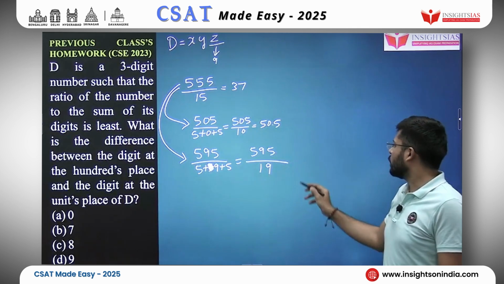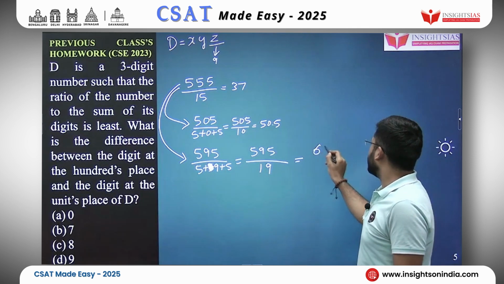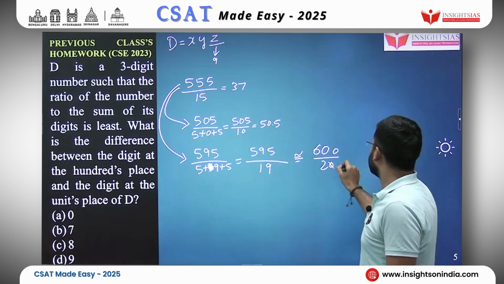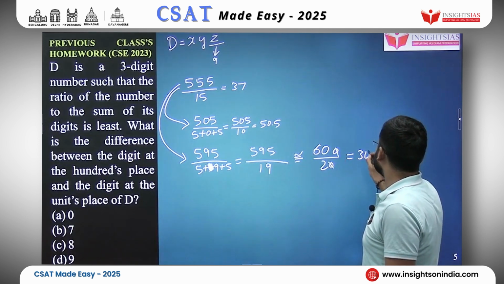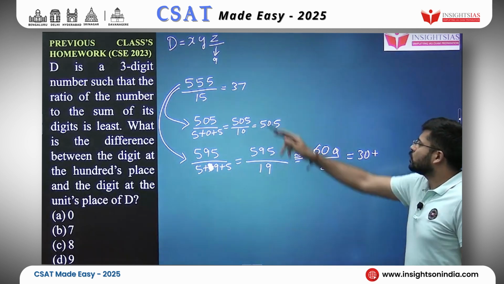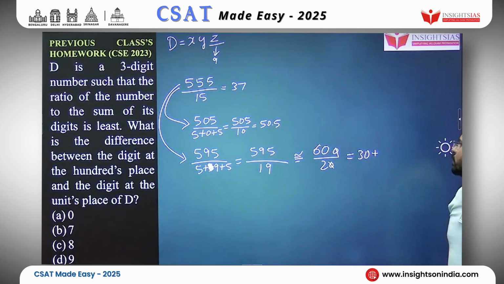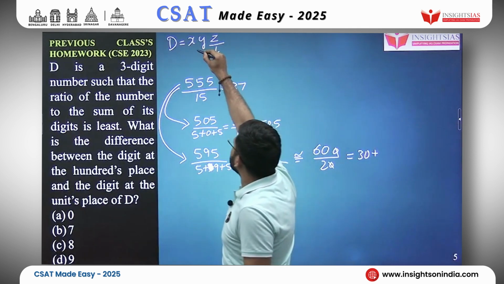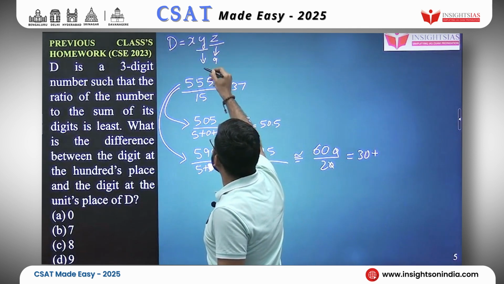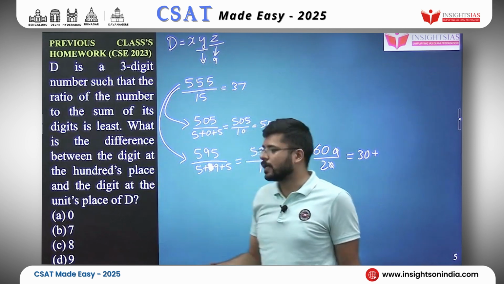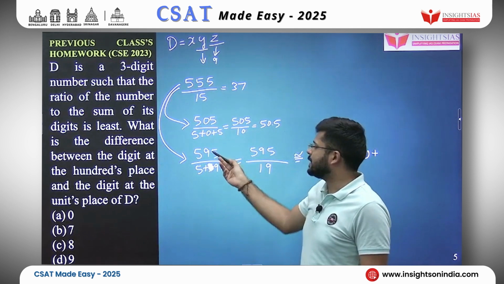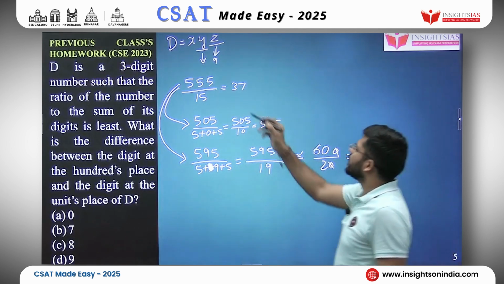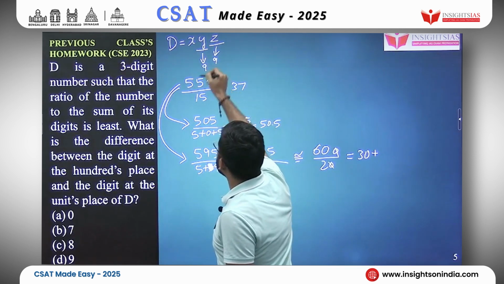Okay. Now what can it be? Let's approximate it to 600 divided by 20. That would be approximately 30 plus something. So from 37 it reduced to 30 plus something. So why do we want that one also to be highest? Yes, because as the digit at the tens place is increasing, the ratio is decreasing. So we will give that one also the value of 9.